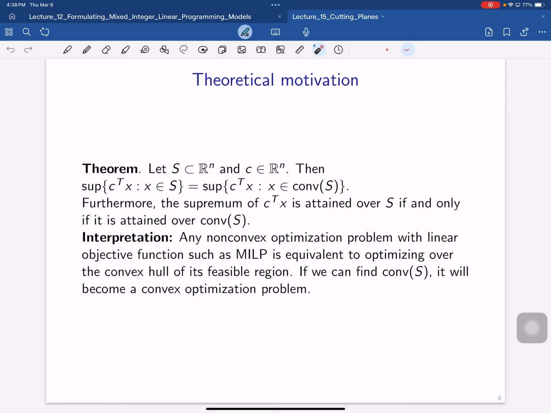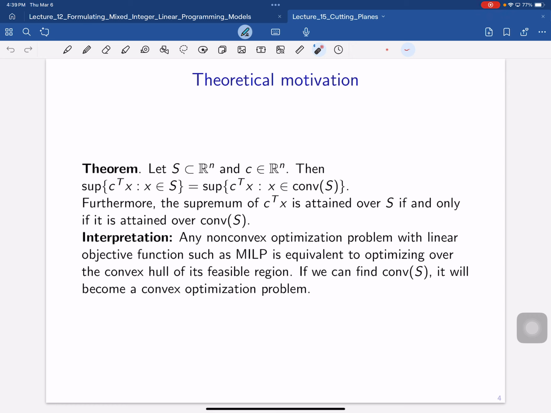Right? And of course, getting the convex hull is not trivial. Since convex problems can be solved in polynomial time, and non-convex problems usually are not polynomially solvable, now you know something is conflicting, right? So that means getting the convex hull or describing the convex hull can be very hard. You might need things like an exponential number of cutting planes to describe the convex hull. Okay, so that's sort of the interpretation of this theorem.